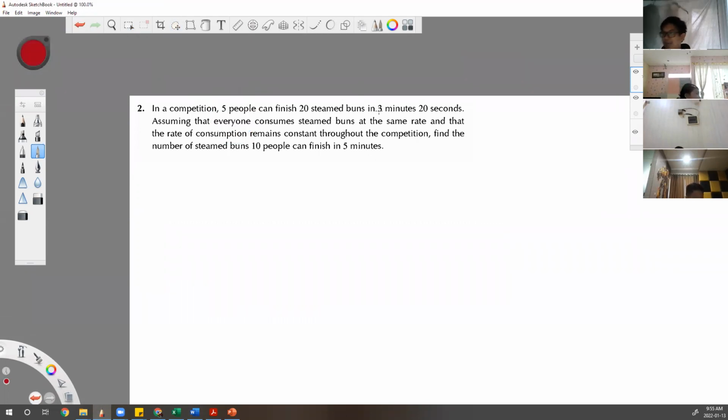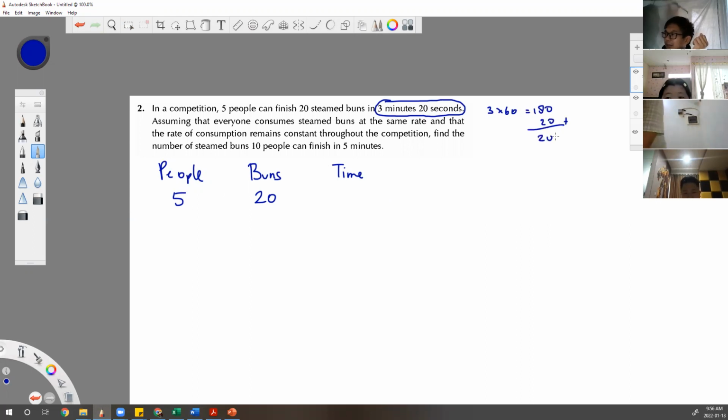Gitu. Oke, in the competition, 5 people can finish 20 steam buns in 3 minutes 20 seconds. Oke, ini ribet ya, lihat ya. People, buns, and time. Oke, 5 people, 20 steam buns in 3 minutes 20 seconds. Change everything into seconds, better. 3 minutes is 3 times 60 seconds. So 180 and 20, so 200, right? So 200 seconds.